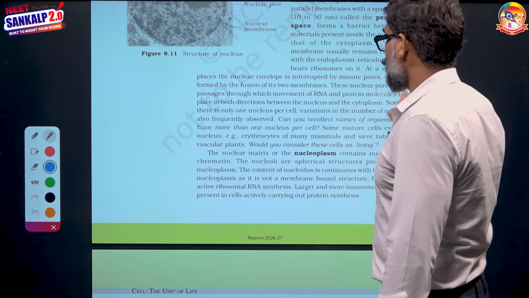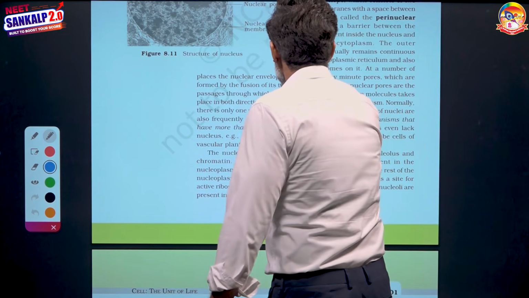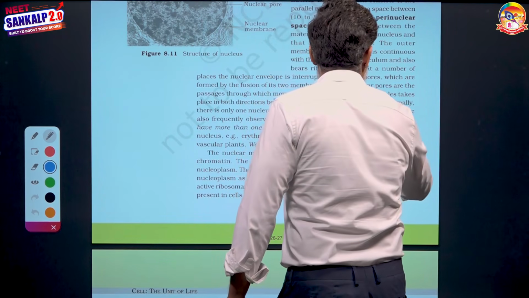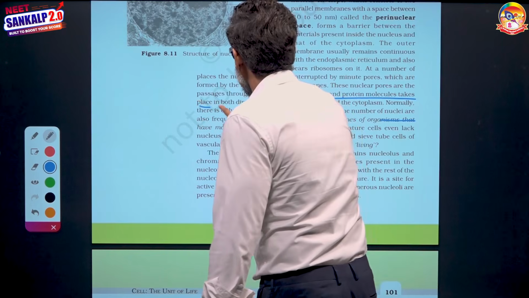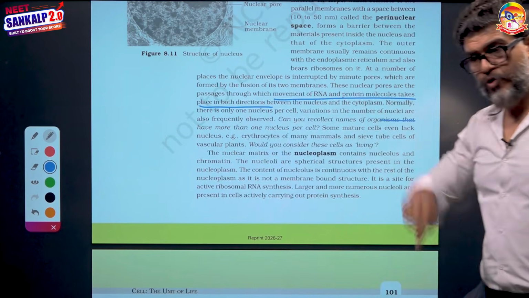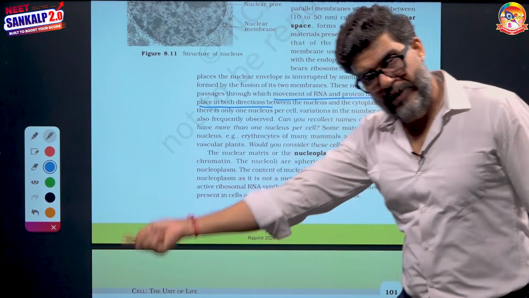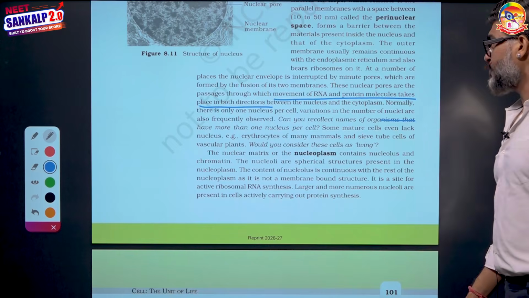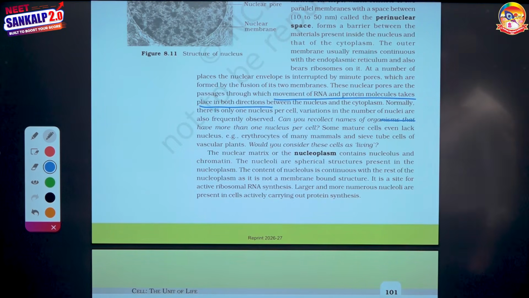These nuclear pores are the passes through which movement of the RNA and protein molecules takes place in both directions, means nucleoplasm to cytoplasm and cytoplasm to nucleoplasm. In both directions this movement happens. Normally there is 1 nucleolus per cell, but variation in the number of nucleoli is also frequently observed.